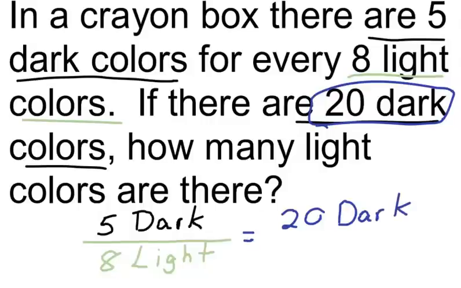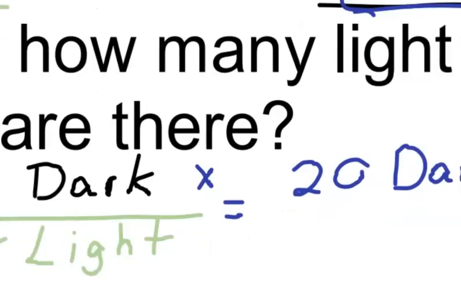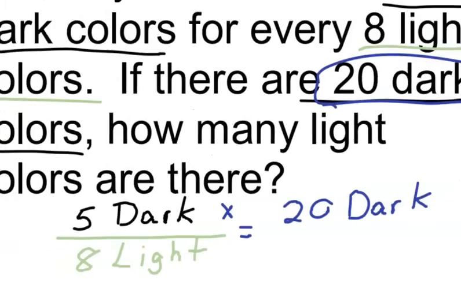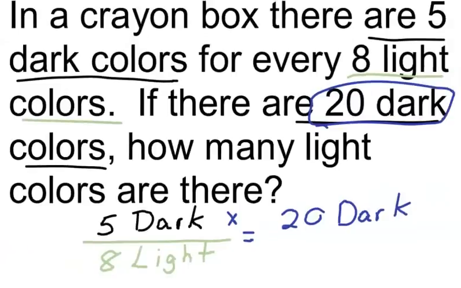All right, so what does it take to get from 5 to 20? Well, 5 times what will give you 20? Yep, 5 times 4. Okay, so we're going to put a 4 there. So 5 times 4 will give you 20. Well, of course, if we're going to do times 4 on the top, we're definitely going to do times 4 on the bottom. So what is 8 times 4? Well, 8 times 4 is 32.